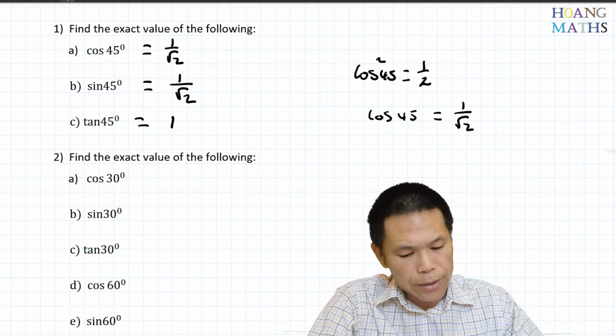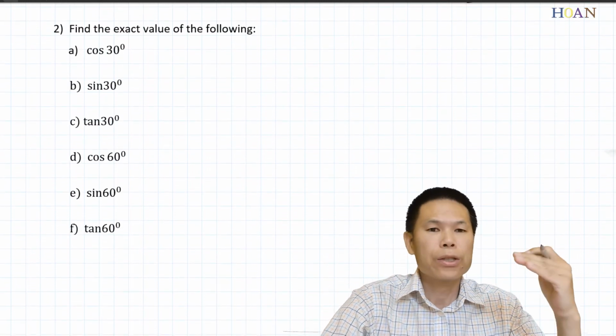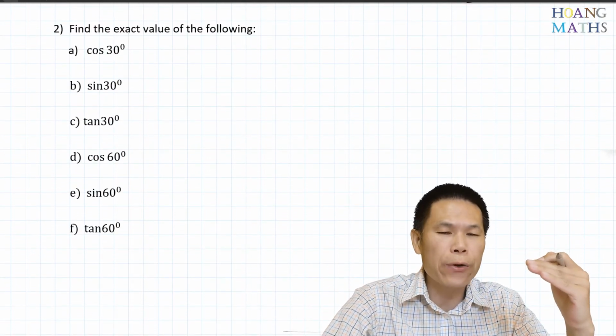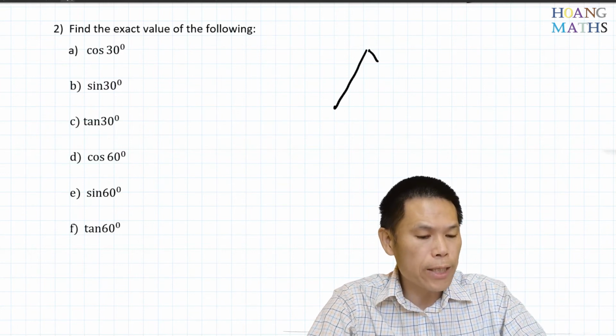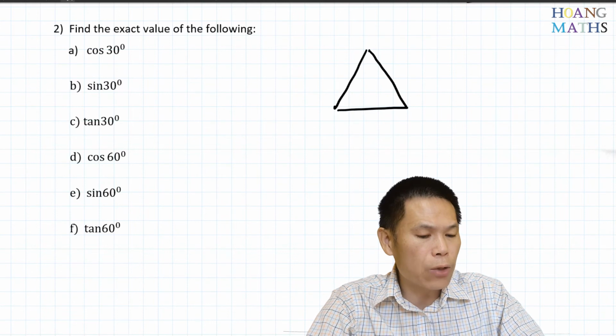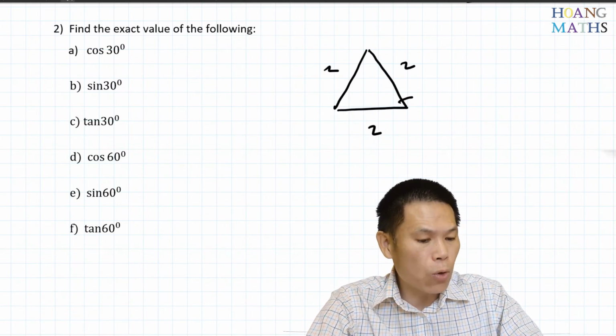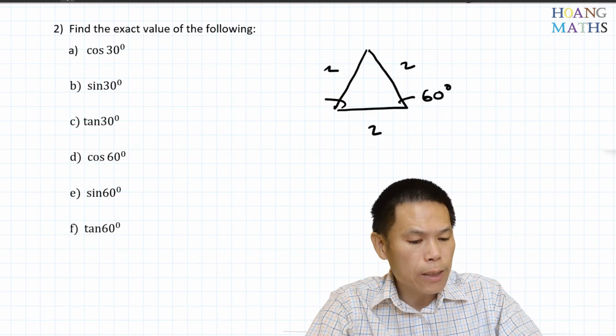Next one. So 30 degrees. Let me just quickly draw a triangle out so you can see. We know that for 30 and 60, we just draw an equilateral triangle with sides of 2. Of course, this is 60 and this is 60. And I cut it in half. So this must be 1, and this must be 30 degrees.